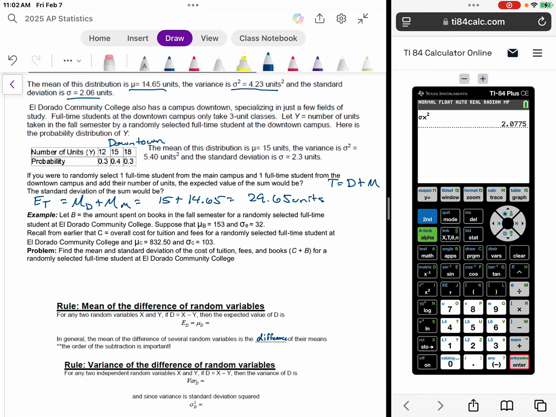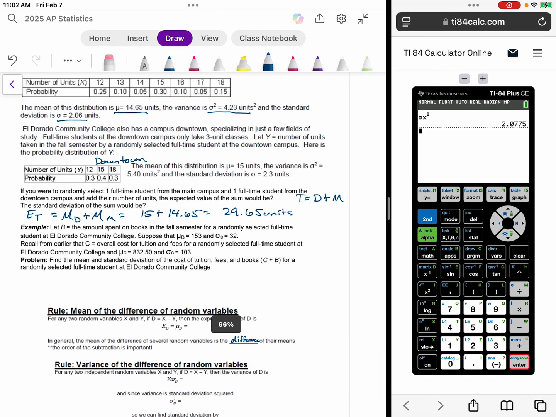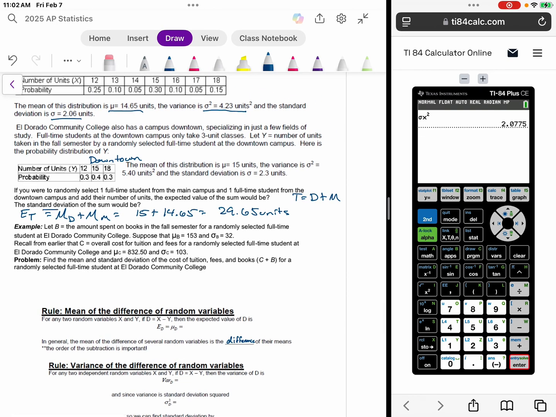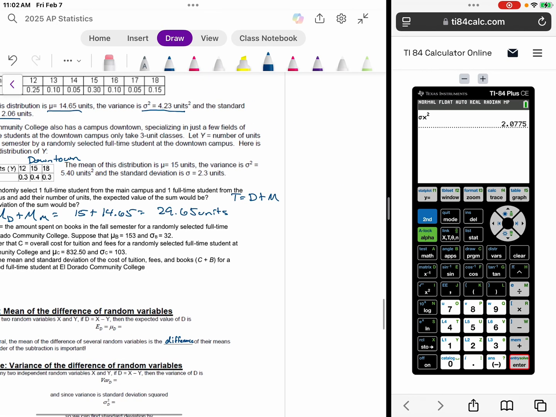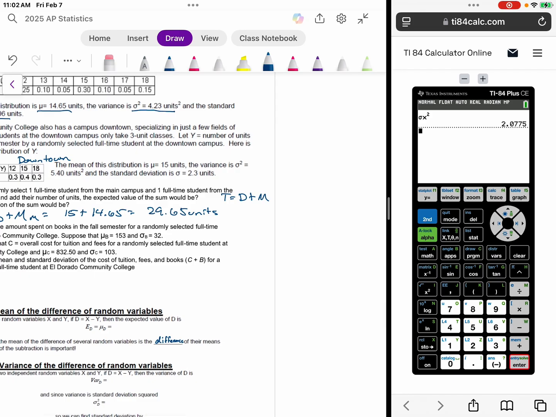Again, we don't have to go in and combine all the things in combinations. We know we're allowed to add the two means together. Then they say, what's the standard deviation? Here's where we've got to be careful. We're not allowed to add standard deviations, but we're allowed to add variances. So the standard deviation of the total would be the square root of the variance of the downtown plus the variance of the main campus.